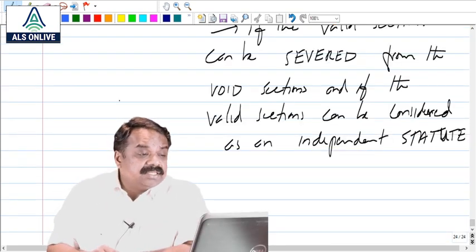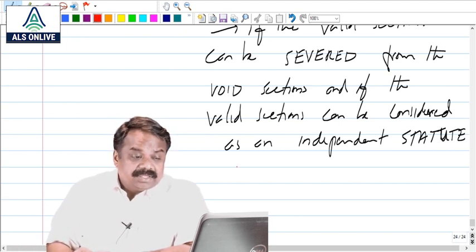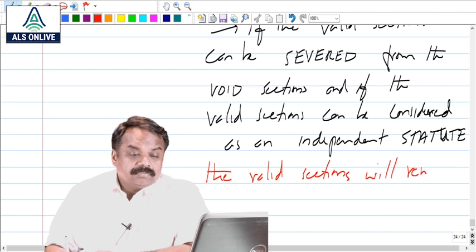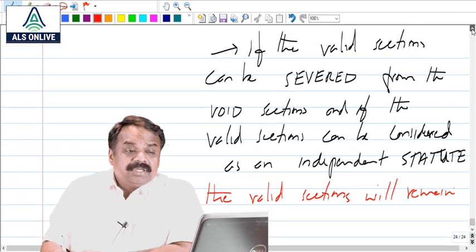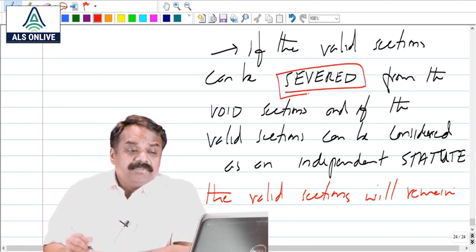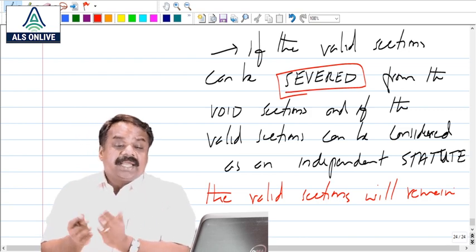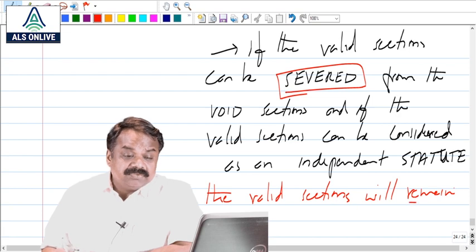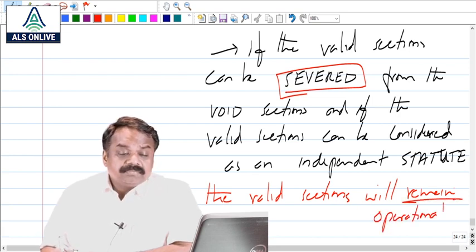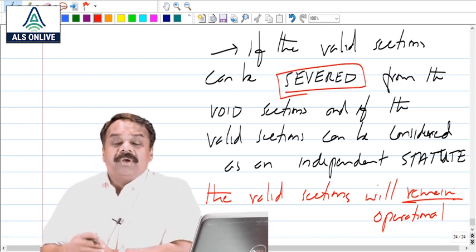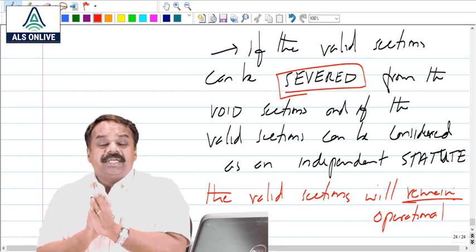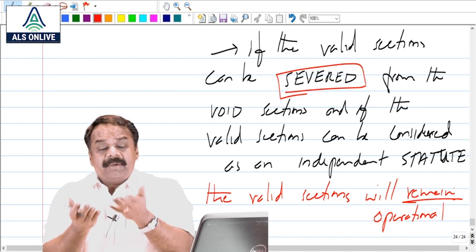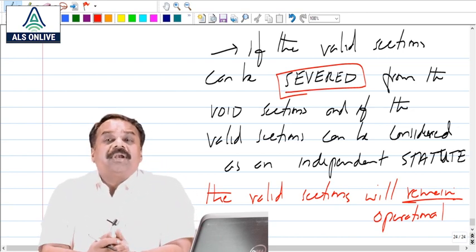The valid sections will remain operational, or remain enforceable. So what are we saying? Please listen again: if the valid sections can be severed from the void sections, and if the valid sections can be considered as an independent statute, these valid sections will remain operational or functional. This is what is called the doctrine of severability. The process of cutting and removing the invalid sections, segregating them from the valid sections and declaring only that valid portion as operational, is called the doctrine of severability.